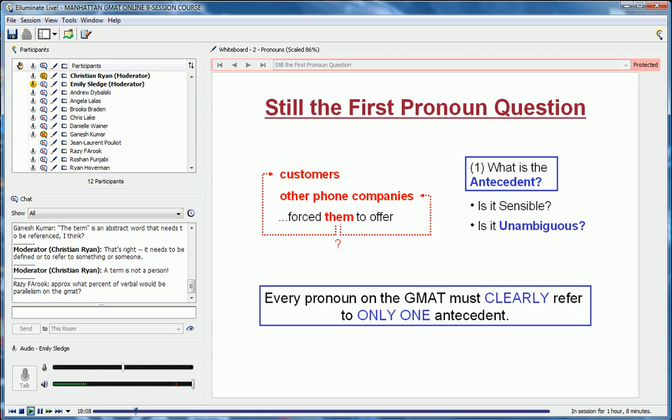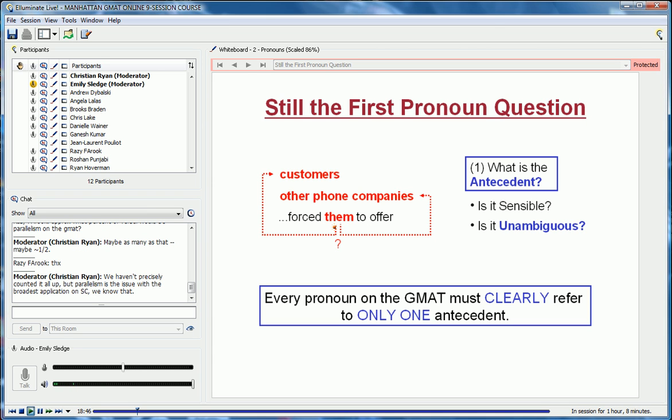So we're still kind of on that same question. When you're finding the antecedent and making sure that it's sensible, it also has to be unambiguous. The fact that there is confusion indicates that you haven't used the pronoun correctly. So this is like the overlap of grammar and meaning on this test. Another thing I should mention is that if we had used the same pronoun multiple times in the sentence, it's got to refer to the same antecedent every time. You can't use them to refer to customers once and then later use them to refer to phone companies. They didn't try to do that here to us, but it's something else to look out for if you see repeated use of the same pronoun.